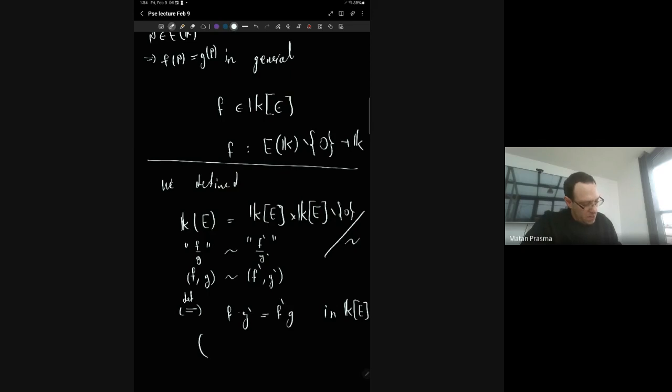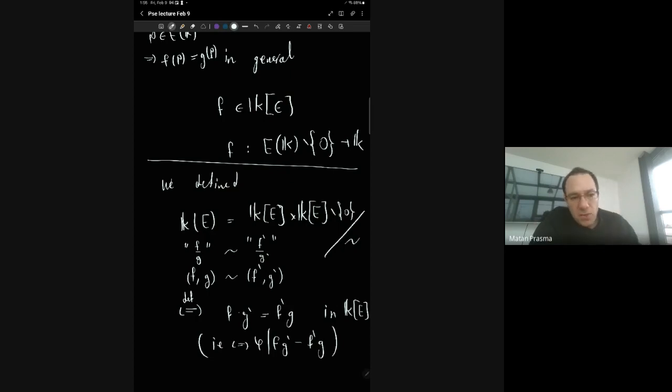Right? So, in other words, if you want just to look at them as polynomials in two variables, then they are equal in K of E if and only if F G prime minus F prime G is divisible by phi. Okay? So this is the rational functions on E.